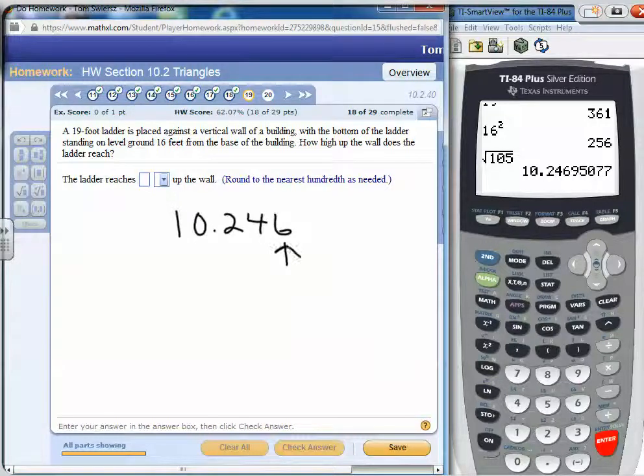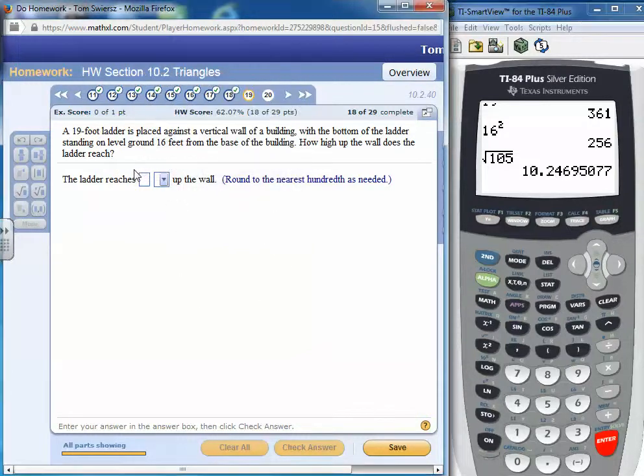There's a 6 in the third place. The 4 is in the hundredths, and a 6 is in the thousandths, so we're going to add 1, and we'll round off to 10.25. And of course the units are feet. Everything is given in feet. So 10.25 feet is how high the ladder reaches. Very good.